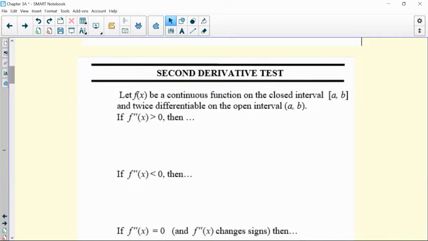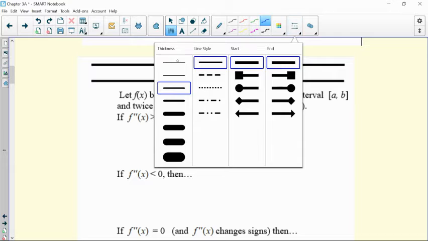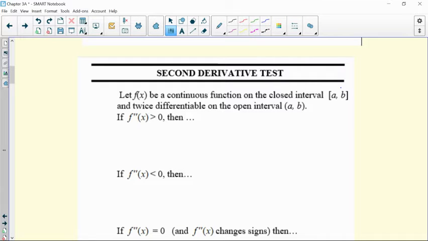So it says, let f of x be a continuous function on this closed interval. And it says twice differentiable, just meaning that you can take two derivatives without anything happening. In almost all polynomials, taking two derivatives is no big deal. So you're just defining that it's a function where you could do two derivatives. Okay, so if your second derivative is positive, then your function f of x is concave up.